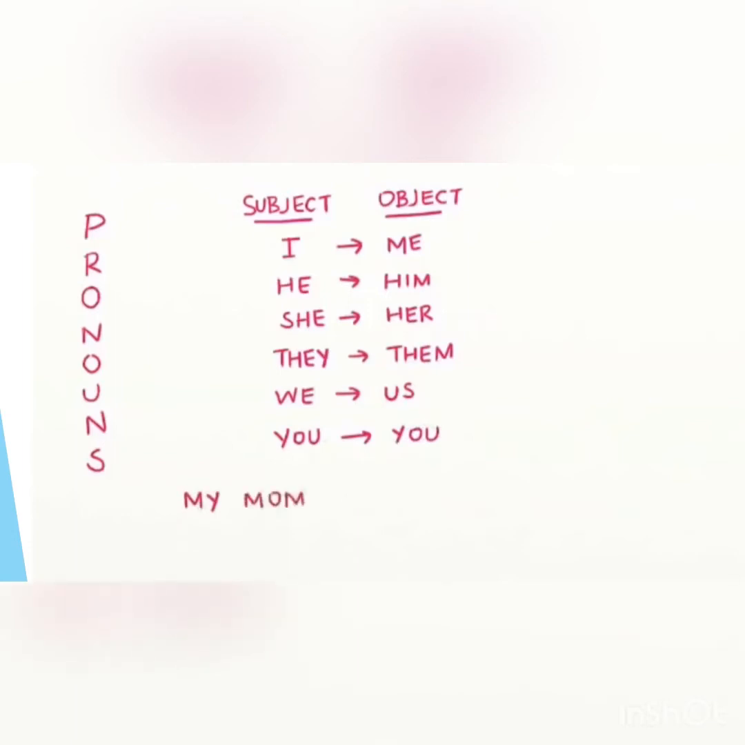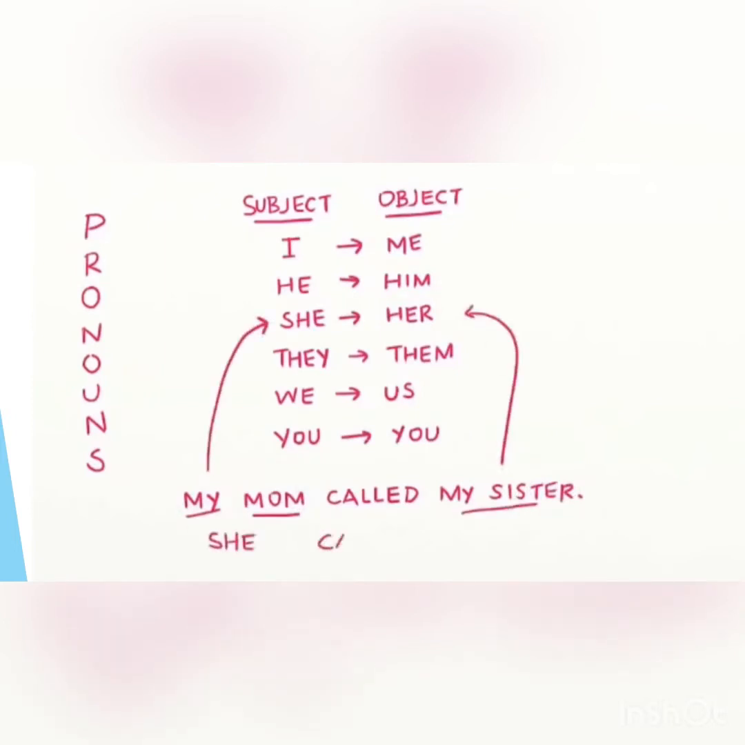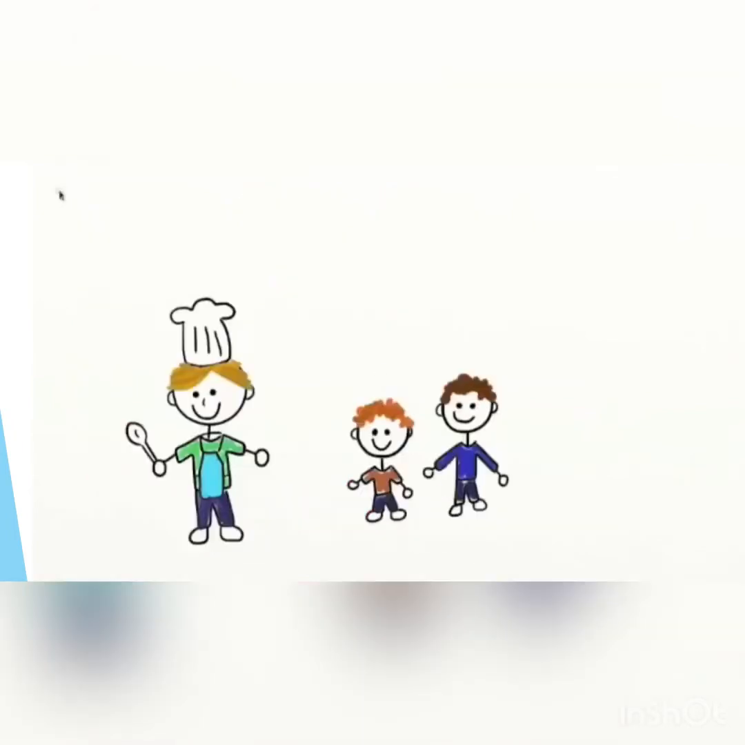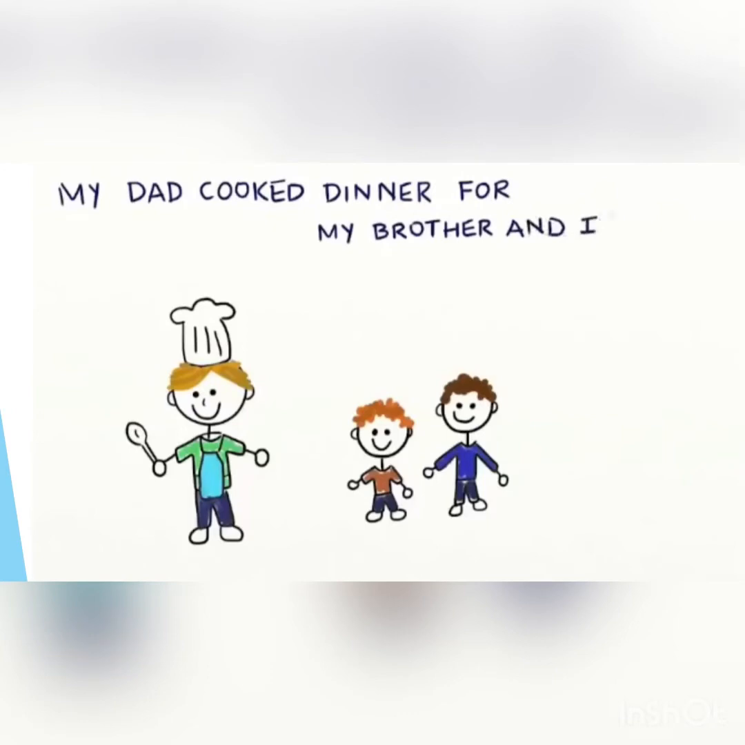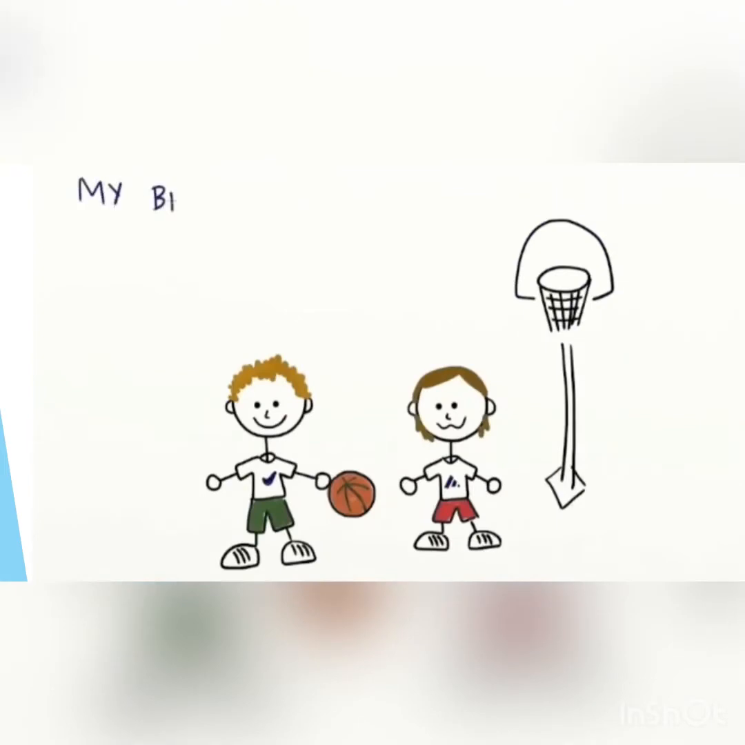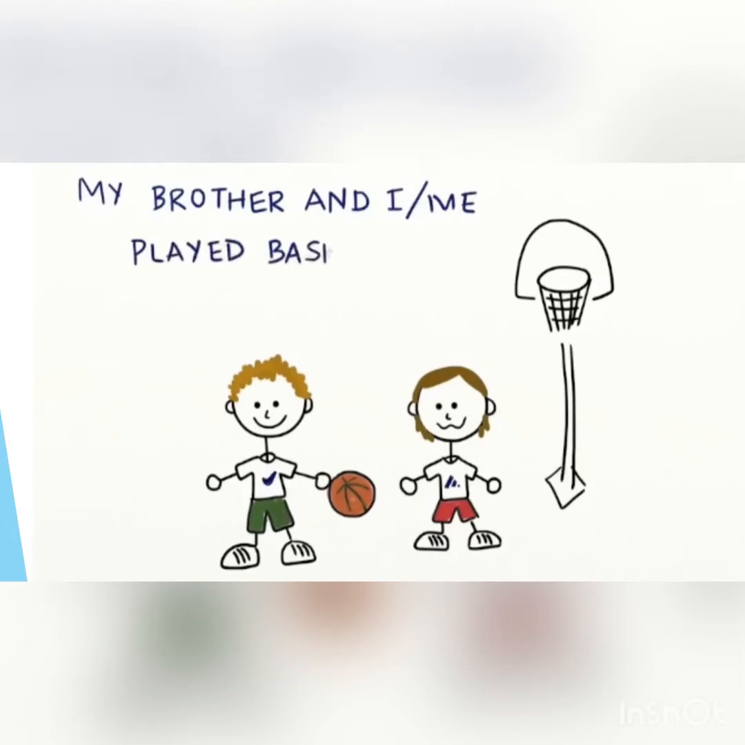Let's look at an example sentence. My mom called my sister. In this sentence, my mom is the subject of the sentence and can be replaced with she. My sister is the object of the sentence and can be replaced with her. Let's practice. This sentence says, my dad cooked dinner for my brother and I or me. In this case, we must choose me because me is an object pronoun. In this example, my brother and I or me played basketball. We must choose I, the subject pronoun.